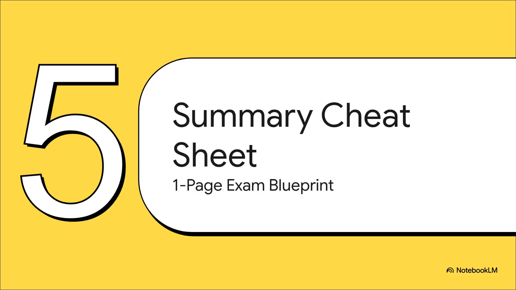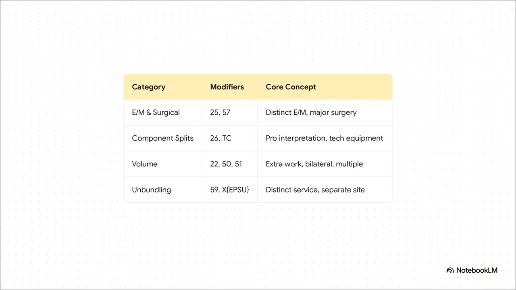And finally, Section 6, the summary cheat sheet. This is your one-page exam blueprint. We've covered a lot of crucial ground today, so let's lock it all in right before you take your CPC exam. Here is your rapid review blueprint. EM and surgical gives us 25 and 57, component splits are 26 and TC, procedural volume is handled by 22, 50, and 51, and unbundling uses 59 or those specific X modifiers. I highly encourage you to pause the explainer right now and just take a quick screenshot of this table.